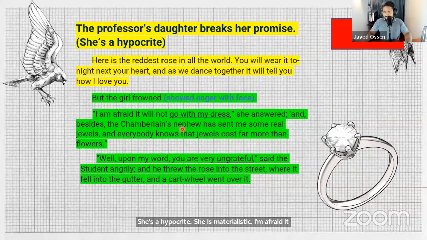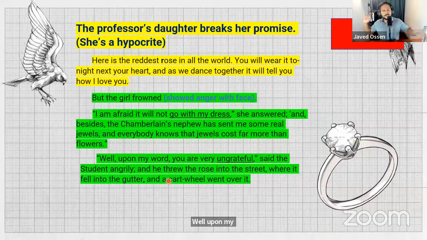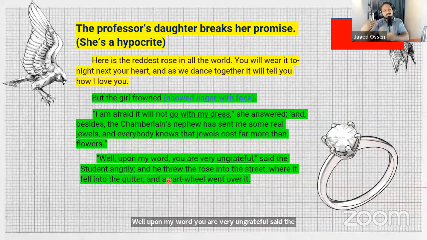And besides, the Chamberlain's nephew has sent me some real jewels, and everybody knows that jewels cost far more than flowers. Well, upon my word, you are very ungrateful. The young student tells the professor's daughter this. And he threw the rose into the street, where it fell into the gutter, and a cartwheel went over it.